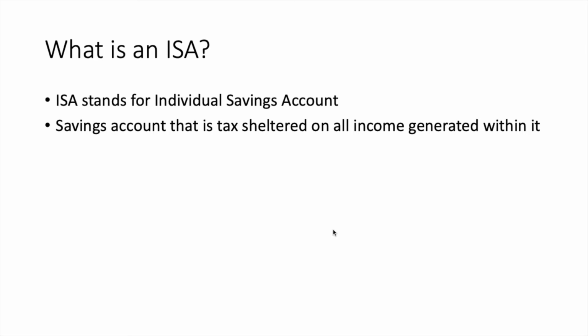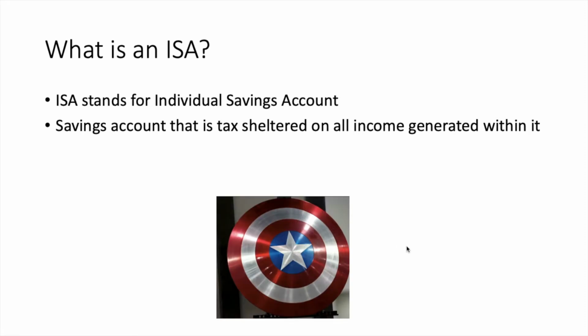So the easiest way to actually think about it is in a simple analogy that I like to think about, so you're all probably familiar with what this is. It's Captain America's shield, but the shield is made out of a special type of metal that protects him when he's in fights. But in this case, you need to think of the ISA as a shield against the bullets that you get from the government, which is taxation. So you don't get taxed on any income or funds that you hold within the ISA accounts. So this is a really important and good tool to have.